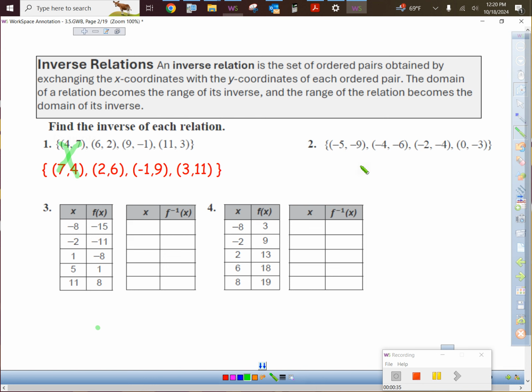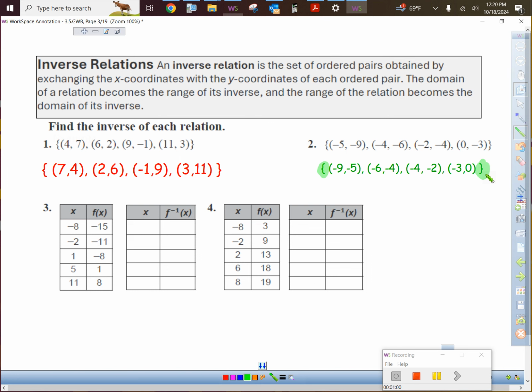So you do that again here to write the inverse of this. The inverse of -5, -9 is -9, -5, and so on. You just switch x and y around. When you type it in, make sure you have a comma in between. Not quite sure if they're going to make you put the set brackets or not. Just pay attention to how the question is written.